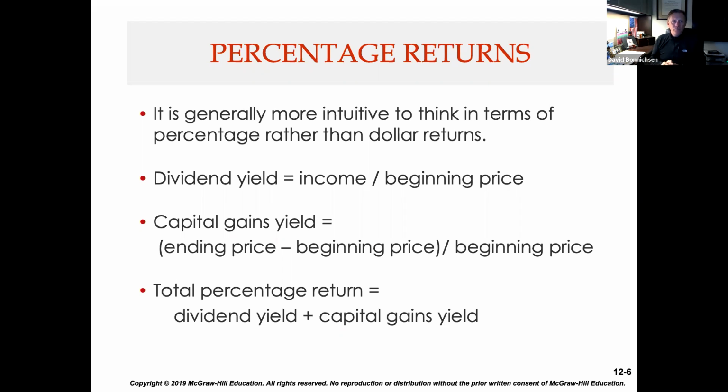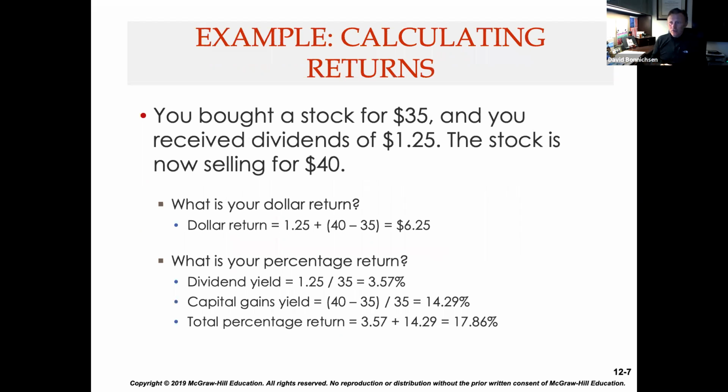So when we think about a particular stock that we bought for $35, and we received $1.25 of dividends, and the stock's now selling for $40, what are our percentage returns? Well, we've got to break it into the two pieces. So what's our dividend yield? Well, we got $1.25. We paid $35 for the stock. So the yield that we receive based on our dividends is 3.57%.